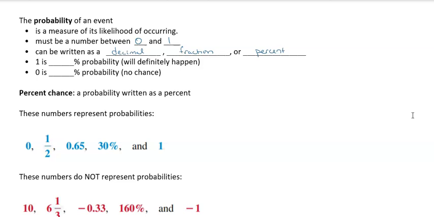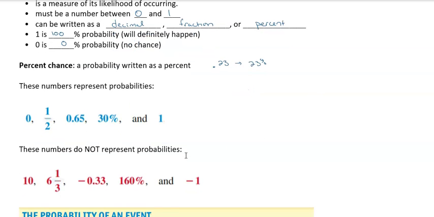So 1 means that you have a 100% probability of it. It's definitely going to happen. And 0 means you have a 0% probability. There is absolutely no chance that it will happen. Okay, so those are the two definite parts of this. All right, a percent chance is a probability written as a percent. So if you've got, say, for instance, a 0.23 chance of it happening, as a percent chance, it would become 23%.